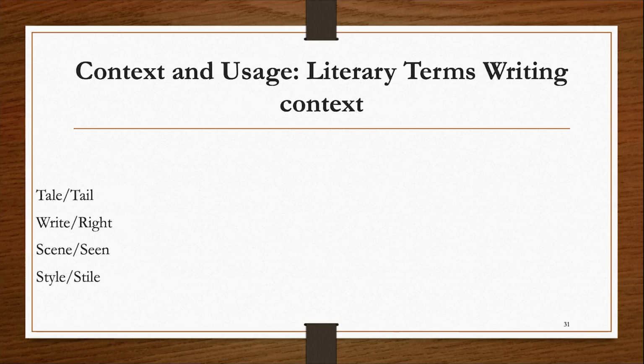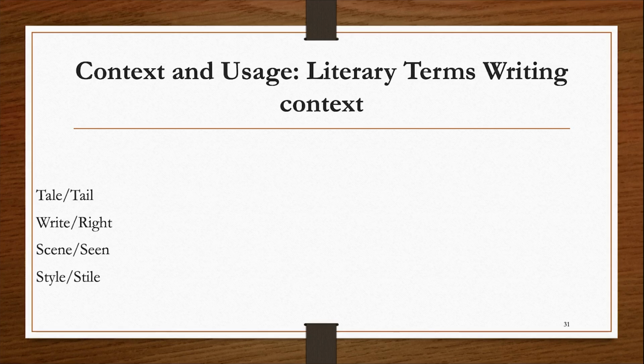Now the last one is literary terms. Literary terms in writing context that we often see, which can possibly create some kind of confusion. Now, tale and tail. Tale basically is a story, especially one that is imaginative or fictional. The old man told a magical tale about dragons, whereas tail is the rear part of an animal or something resembling it. That is, the dog wagged its tail happily when he saw his owner.